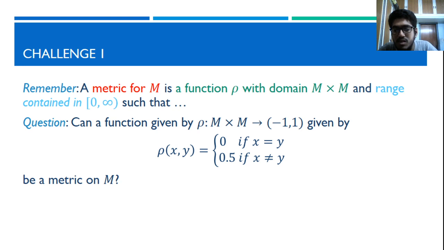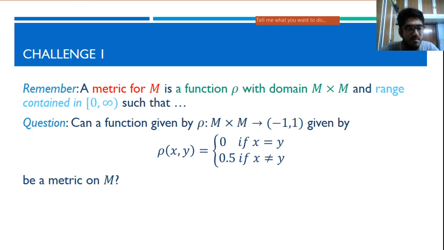So Trinity felt that the fourth condition will not be satisfied since rho of x comma y plus rho of y comma z will be equal to 1, and 1 is not there in the range. So this cannot be a metric. That's your thought. Now, what happens if I include 1 in the range?